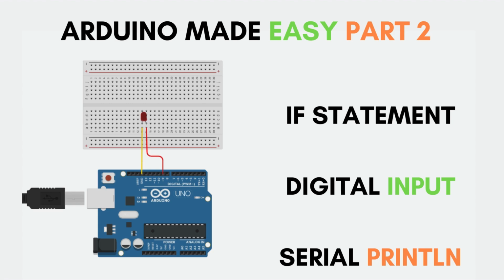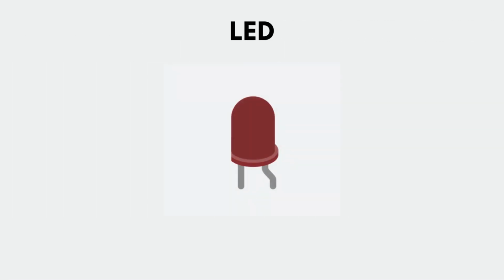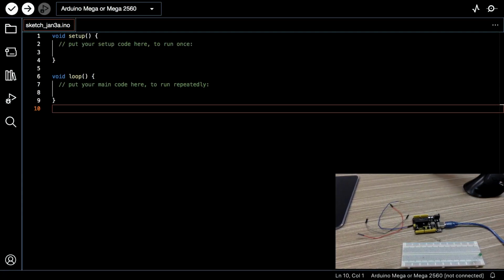For this tutorial, we'll need one Arduino, one breadboard, one LED, and 3 jumper cables. So let's jump straight into the code.